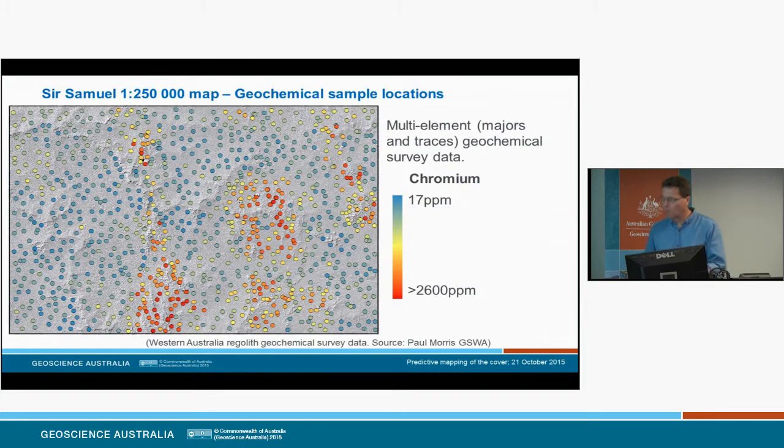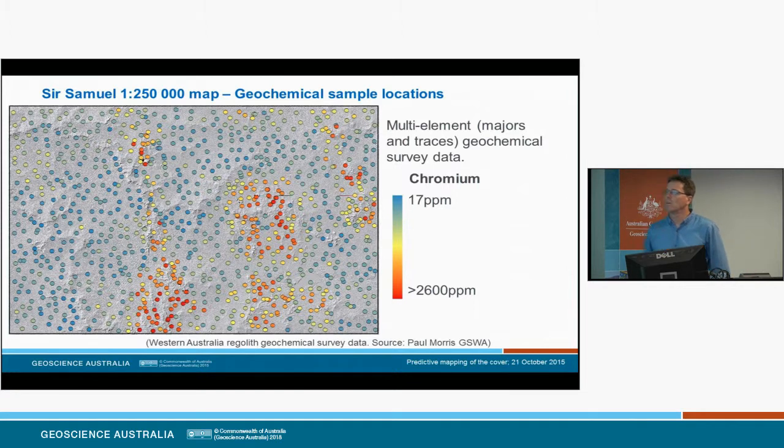Let's take some surface geochemistry from the Geological Survey of Western Australia. This is some data from Paul Morris. We have a very nice data set. This is where they've gone out and sampled multi-element geochemistry of surface. And here I'm showing you the distribution of chromium going from about 17 ppm up to about 2600 ppm. And you can begin to see some patterns.